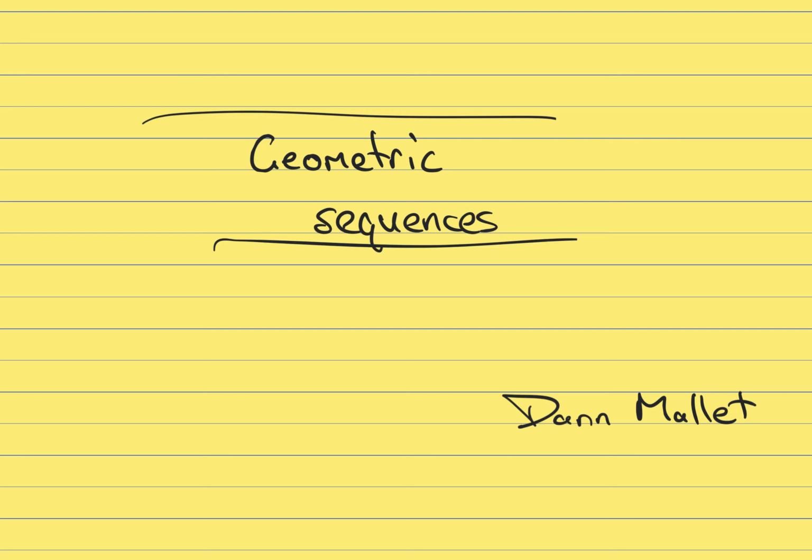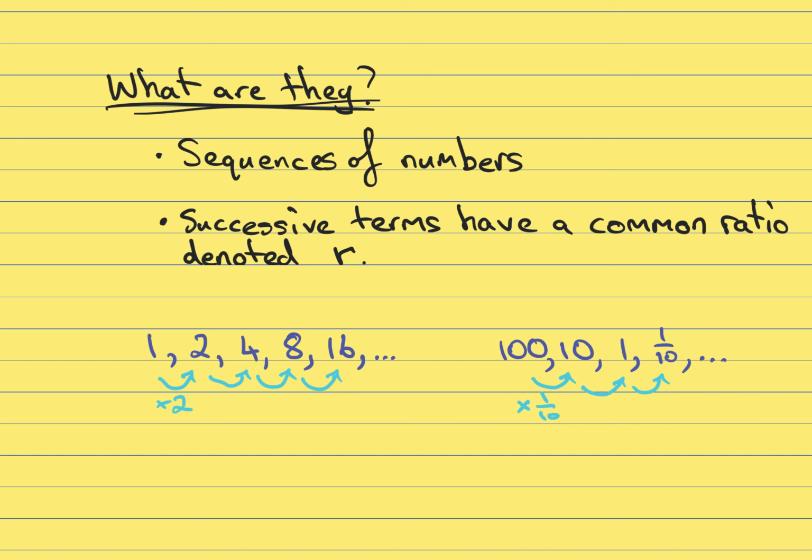This video gives us a brief introduction to the idea of geometric sequences. So what are geometric sequences? Well, like the name suggests, they're a sequence of numbers, and the geometric part specifically means that successive terms in the sequence have a common ratio, which we often denote by the letter R.